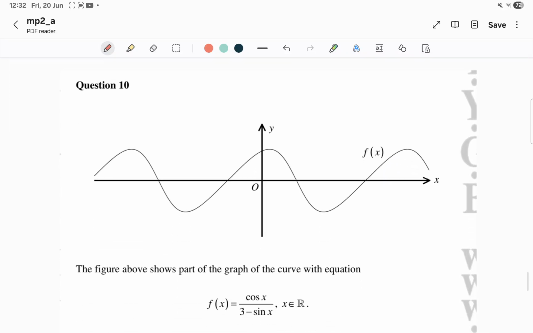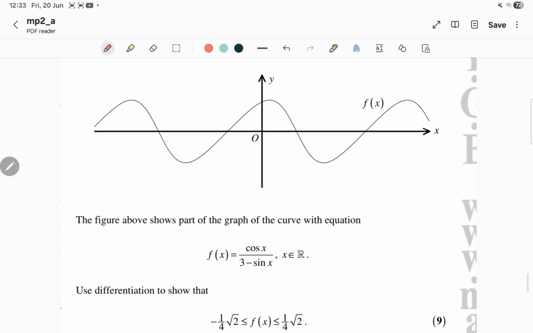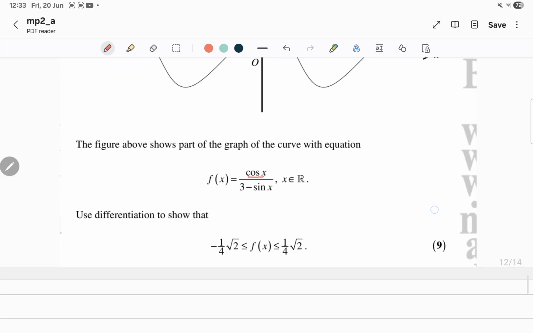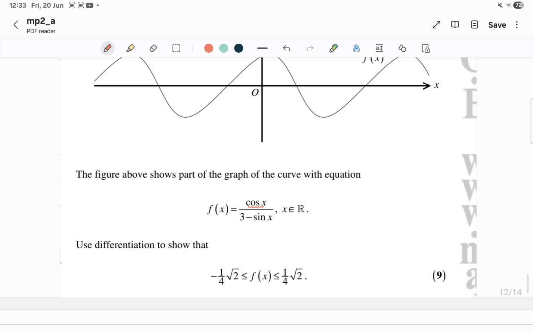So question number 10 is: the figure above shows part of the graph of the curve with equation f of x equals cos x over 3 minus sin x, and x belongs to R. You have to use differentiation to show that f of x lies between these two values.